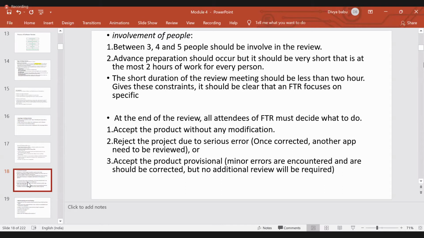And at the end, either you can accept the product without modification, meaning you're happy with whatever the team has done, or you can reject the project because it contains many errors that are difficult to correct, or you can accept the product provisionally. Provisionally means later modifications will be there.